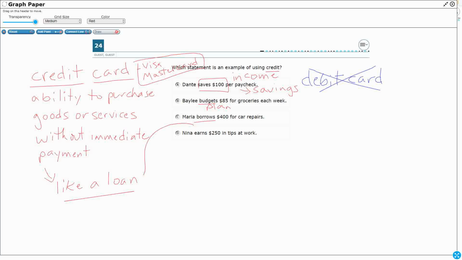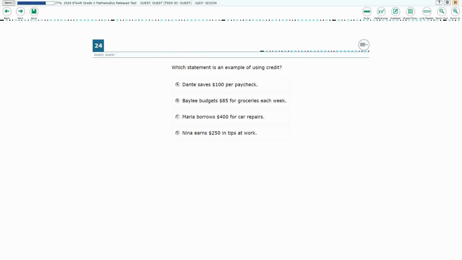Maria borrows $400 for repairs. There we go. Look at that. Kind of like a loan. So she's going to borrow 400 from someone or some company, have them pay for the repairs, and then she will pay them back. And then you earn 250. Nope, that's also going to be income. So the answer here is going to be C. Borrowing $400 for car repairs is an example of credit.